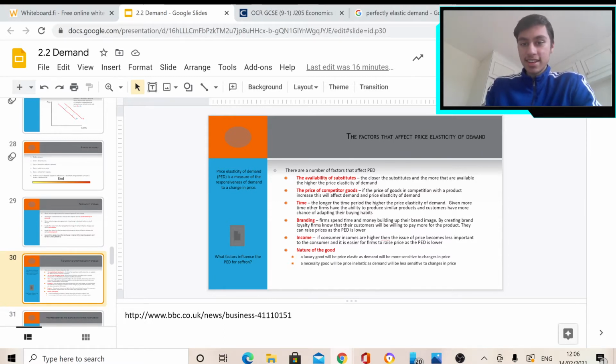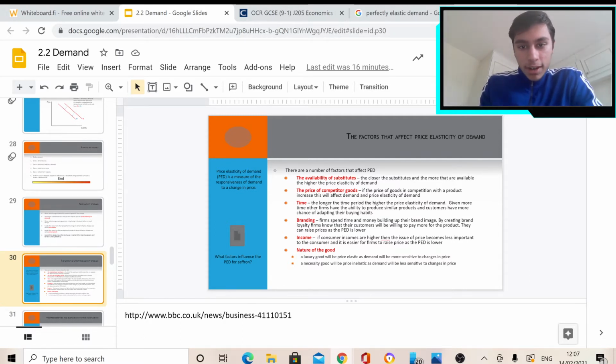Coke has a price elastic demand. And same for Pepsi, because if the price of Pepsi increases, people will say, okay, we'll buy Coke. So these are called price elastic goods. Now, the price of competitor goods. If the price of goods in competition with the product increases, this will affect demand and price elasticity of demand. That's the same thing which I just said. It's very similar to that.